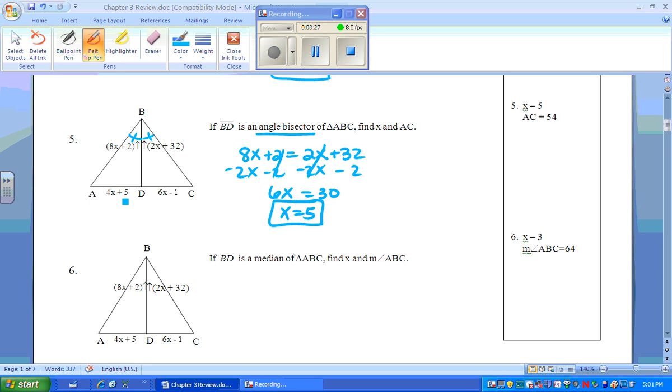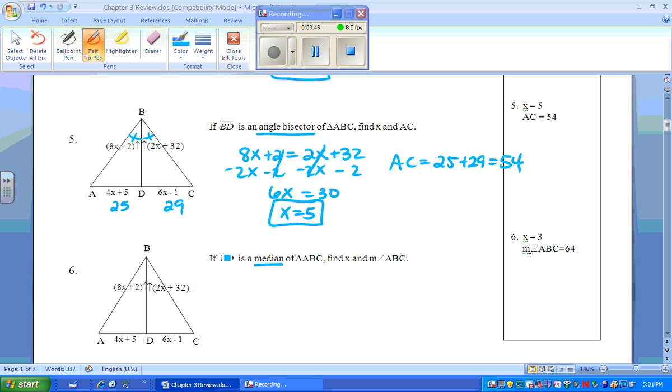And then I want AC once again. Well, 5 times 4 is 20, plus 5 is 25. And then 6 times 5 is 30, 30 minus 1 is 29. So this time AC equals 25 plus 29, which is 54.